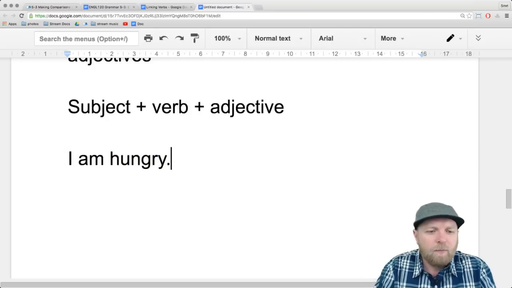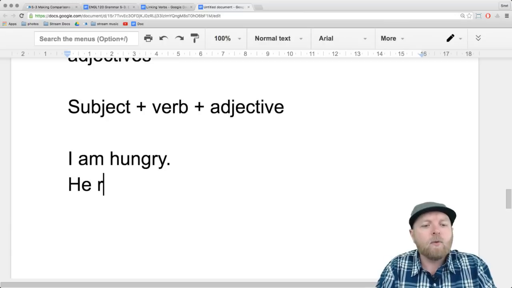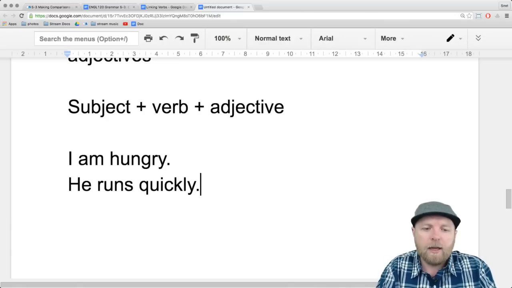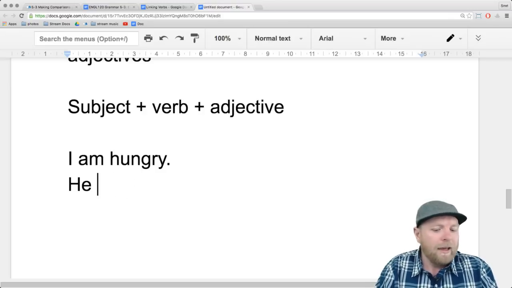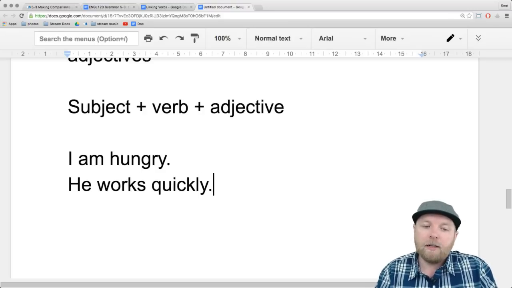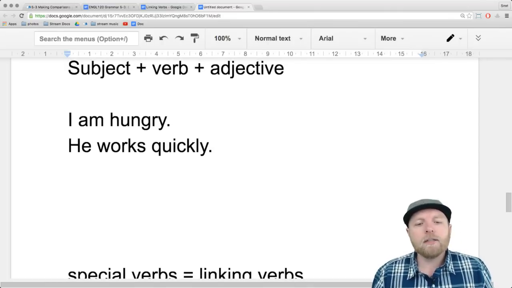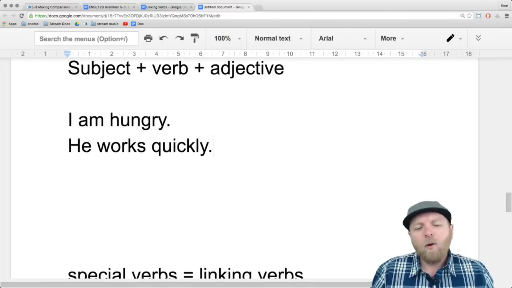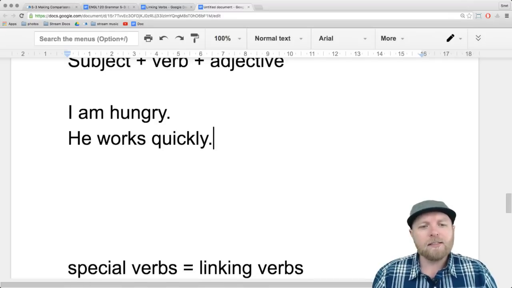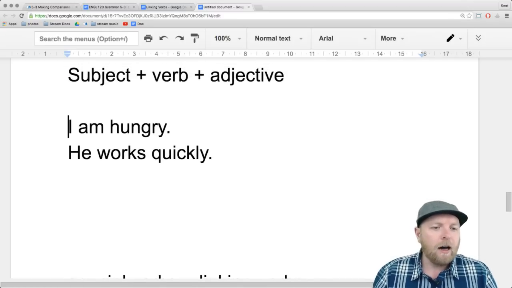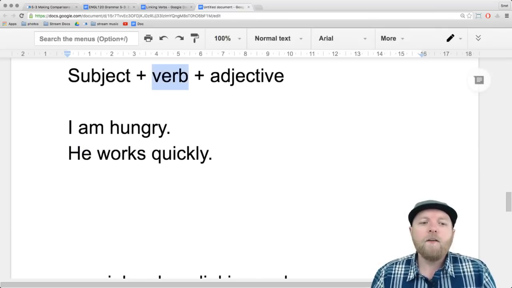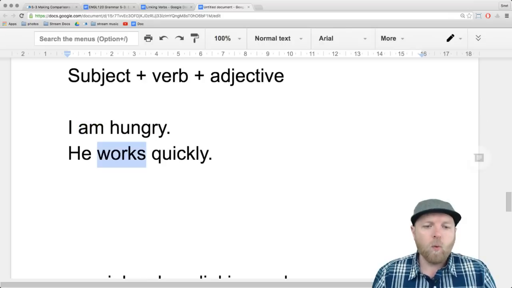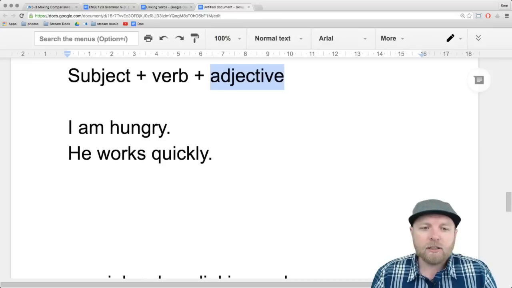But let's go back here, right? He runs quickly, okay? Or let's change that. Usually we'd say he runs fast. So let's change the example. He works quickly. Okay? He works quickly. Okay, let's look at these two sentences. I is the subject. He is the subject. Okay, verb. Am is the verb. Works is the verb. And then hungry is an adjective, right?